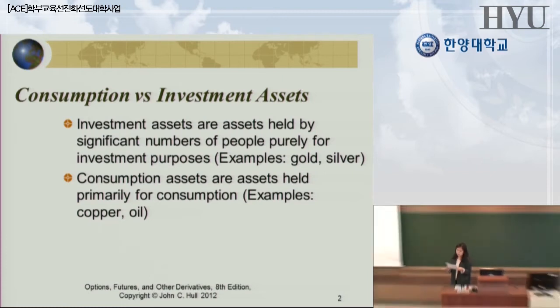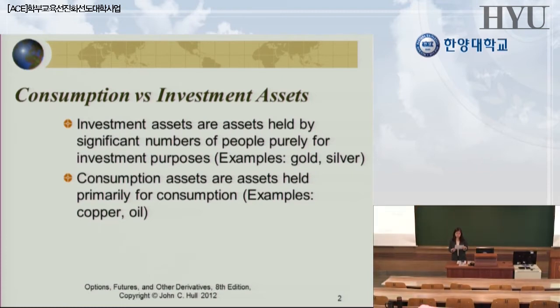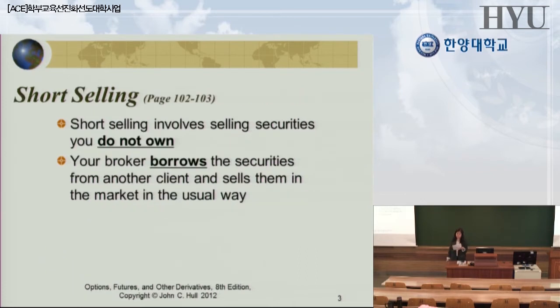Investment assets are assets held by a large number of people only for investment. And consumption assets are held mostly for consumption, such as copper and oil. Another concept is short selling. Short selling means selling securities that you do not own.